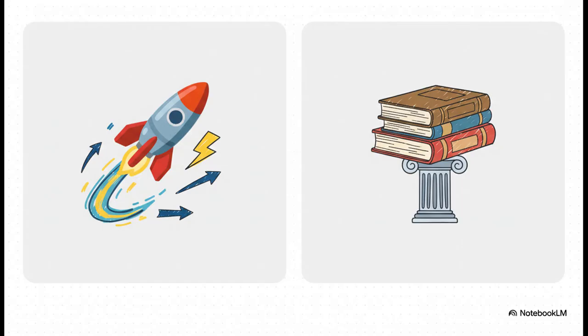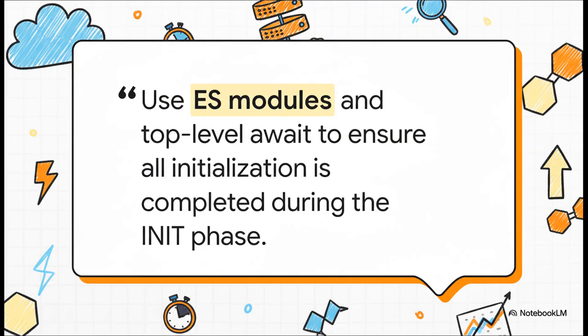Okay, now here's where things get pretty interesting. You actually have a choice in how you structure your Node.js code. You can go old school with CommonJS, using require, or you can use the more modern ES modules with import and export. And let me tell you, AWS has a very strong recommendation here, and for a really, really good reason.